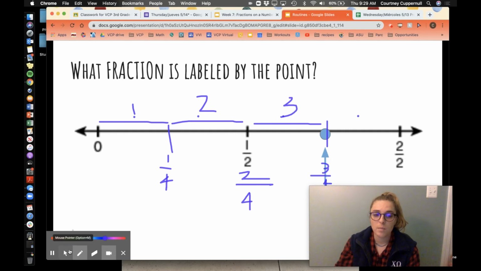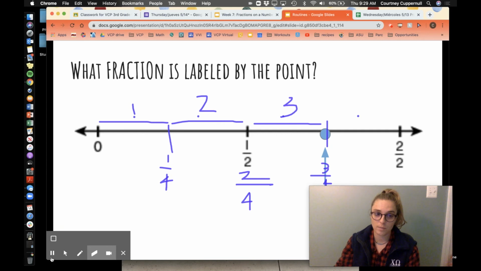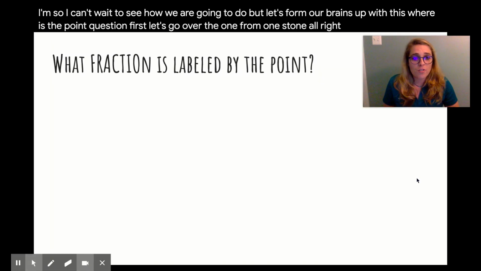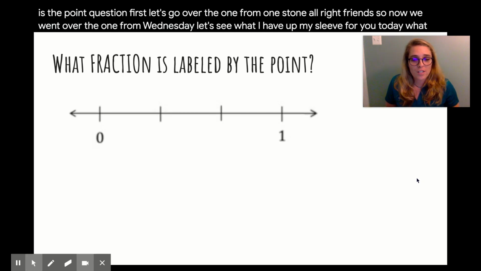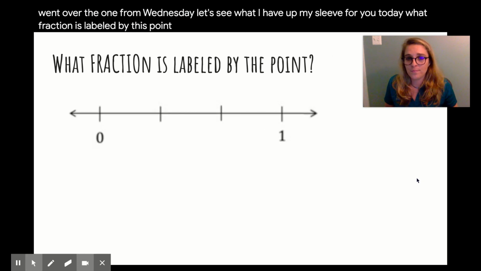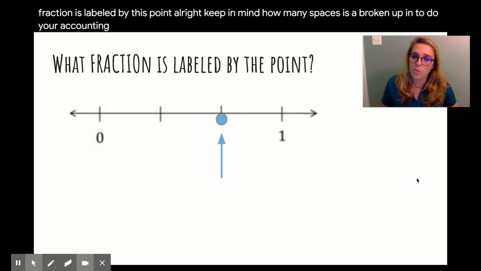All right, so let's apply these learnings and let's apply this sort of thinking through the different parts of a fraction to today's routine question. All right, friends, so now that we went over the one from Wednesday, let's see what I have up my sleeve for you today. What fraction is labeled by this point? All right, keep in mind, how many spaces is it broken up into? Do your counting. What fraction is labeled by the point? Happy solving.